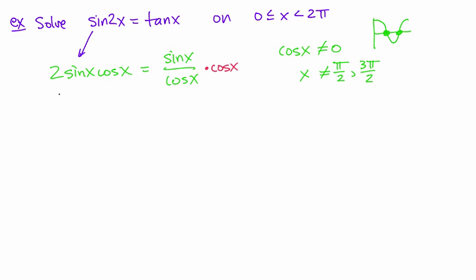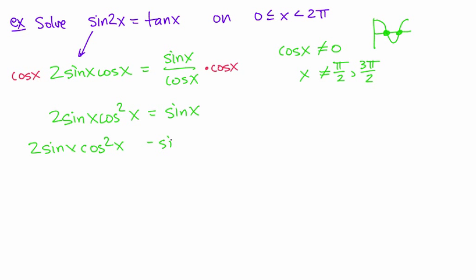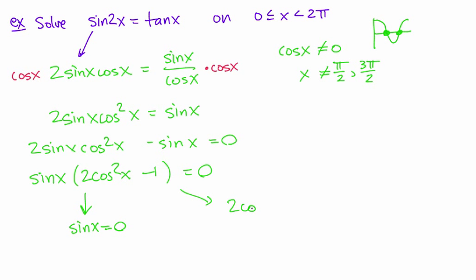Then I can just start doing some algebraic manipulation. So on this side, maybe multiply by cosine. On this side, also multiply by cosine. I get 2 sine x cosine squared x is equal to sine x. Subtract sine x on both sides to make it equal to 0 so that I can factor. And now I can split this into two parts. So sine x could be equal to 0, or 2 cosine squared x minus 1 could be equal to 0.